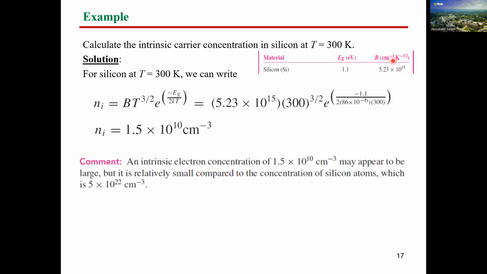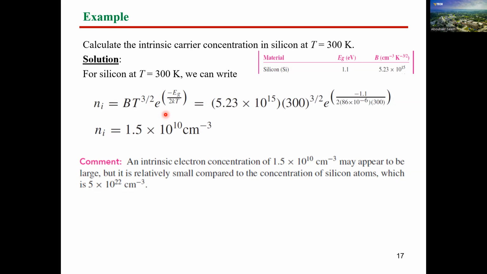Now, just substitute in our equation. We need to get the intrinsic concentration of this atom. So we can say now B times T to the power 3 over 2 exponential minus Eg divided by 2kT. Just substitute, guys, with the numbers you have here. So you will get the concentration is 1.5 times 10 to the power 10 per cubic centimeter. So this is the number of intrinsic carriers we have per cubic centimeter.